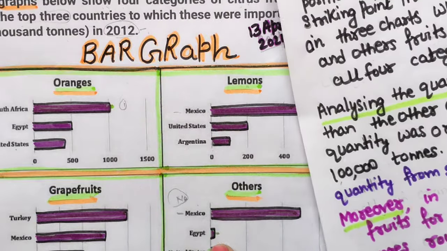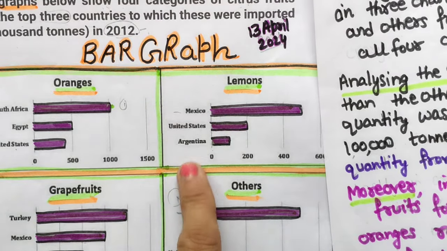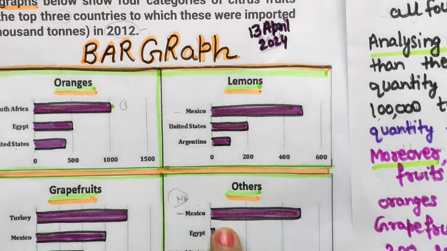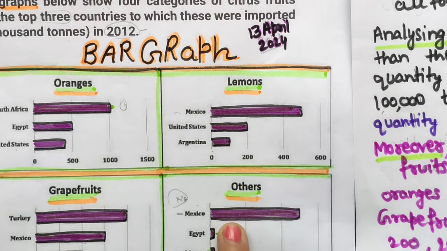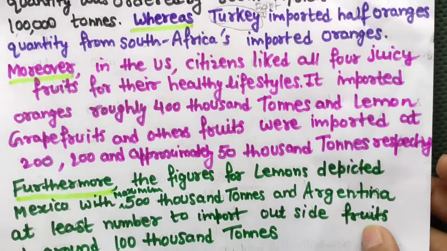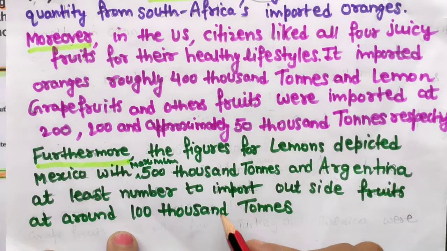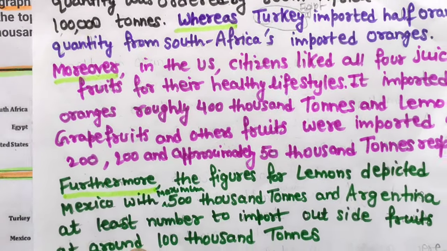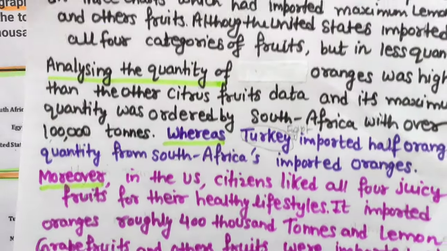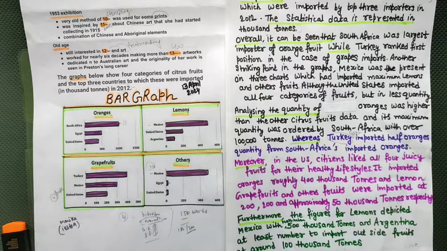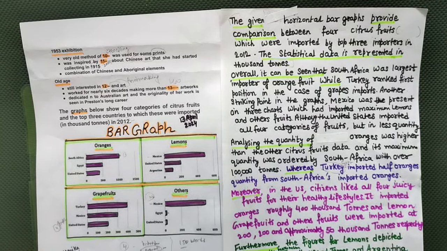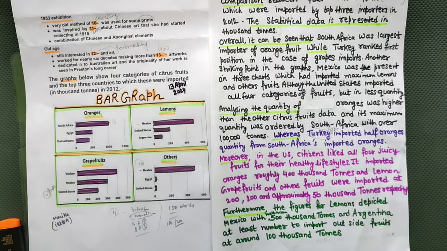See this, Argentina. Now I have not written about others. You can write the information about others also. I have finished this. You can write about the others also. Then one more sentence will be there. So see this, how I have done it. So this is my full essay, full writing task 1.